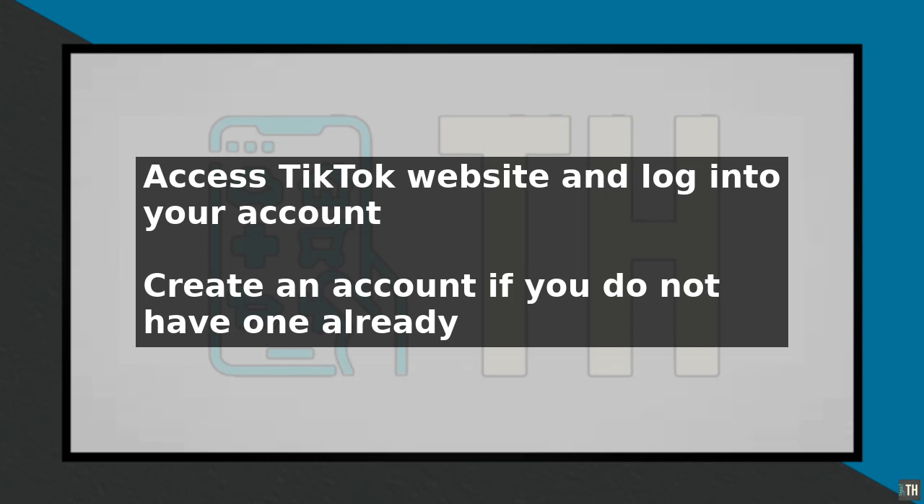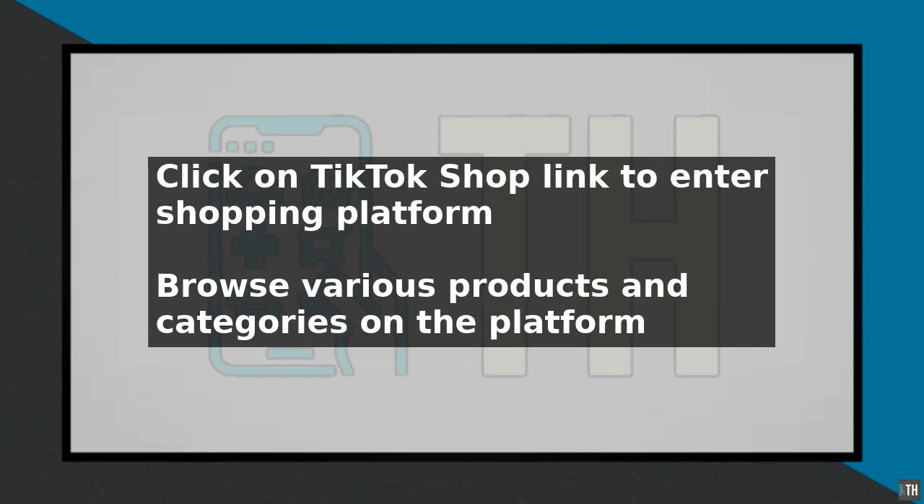Click on the TikTok Shop link to enter the shopping platform, where you can browse various products and categories. Use the search bar at the top of the page to find specific products or brands. You can also filter products by price, category, and seller ratings to narrow down your search.